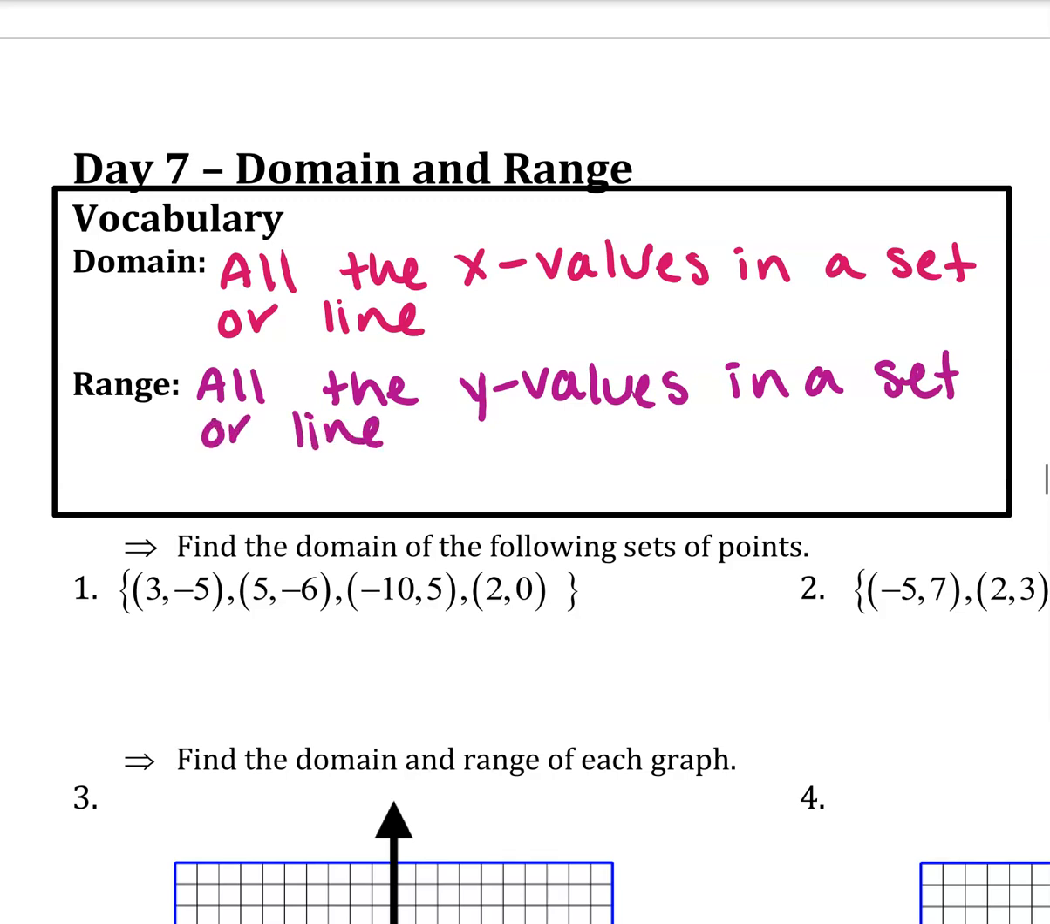Now, the only thing that I want to add to this vocab box is make sure that you're only listing the numbers one time, because sometimes if they repeat, you don't have to say that you already said once that it was in the set, so you don't need to say it again. So only list the numbers once. And I'll kind of show you what I mean as we go through some of these examples.